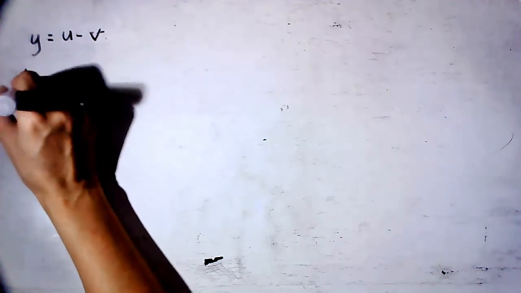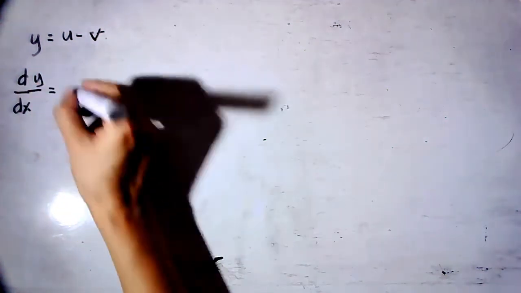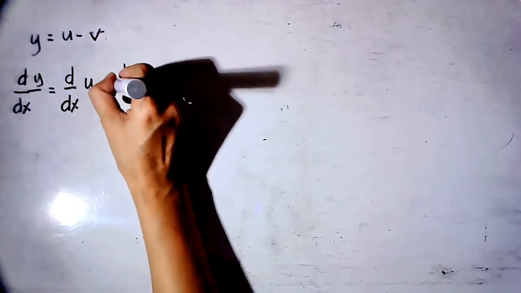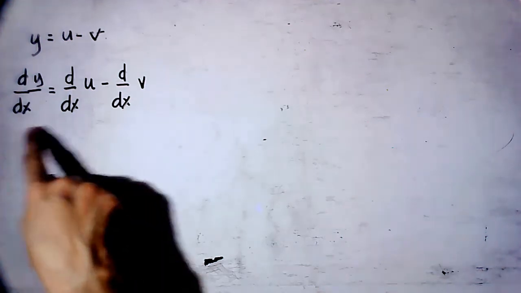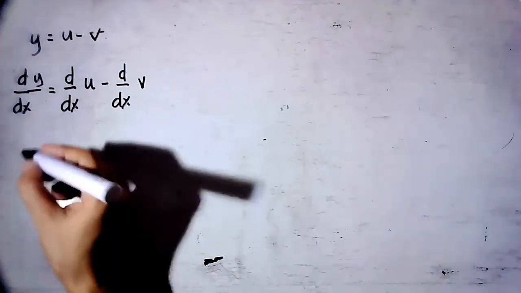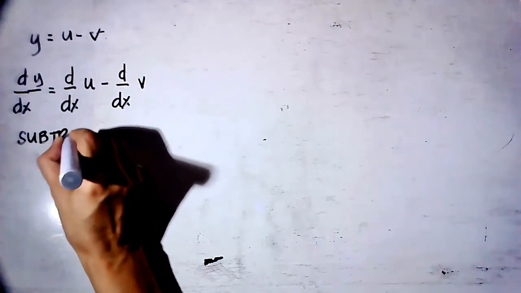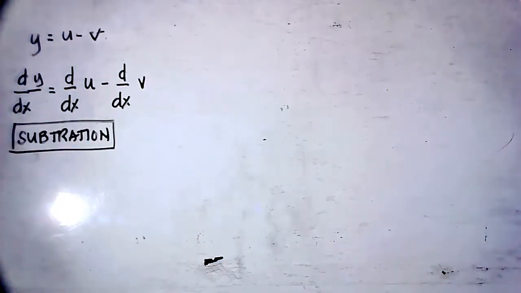d/dx of y, or dy/dx, is equal to the d/dx of u minus the d/dx of v. So that is our formula if you are going to use the rule for subtraction. Okay. However, if we are going to proceed with the rule for products, this is not quite simple.